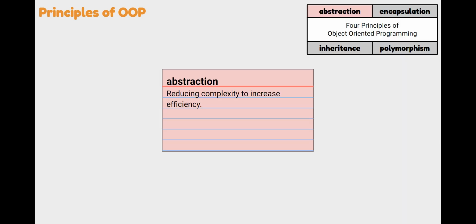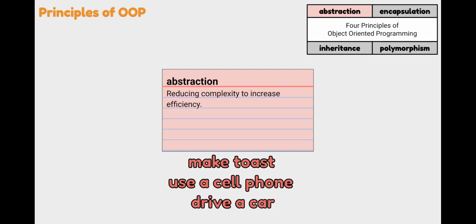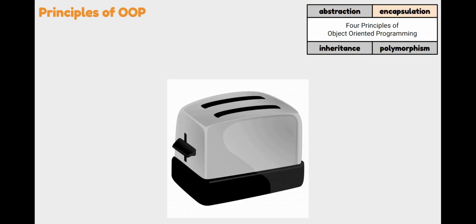So, the definition of abstraction is reducing complexity to increase efficiency, making something easier to use. It's the reason that we can make toast. It's the reason that we can use a cell phone, and it's the reason that we can drive a car, because all of the complicated parts of those tasks have been abstracted away. Our next principle of object-oriented programming is encapsulation.